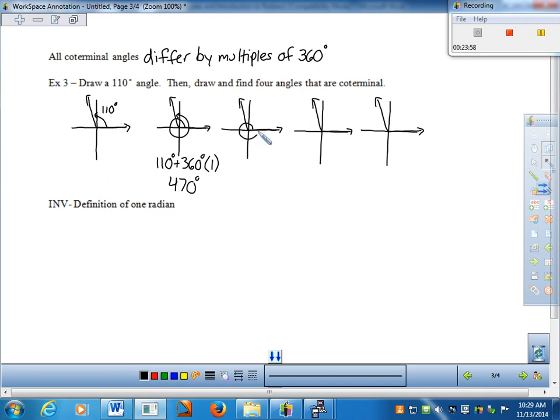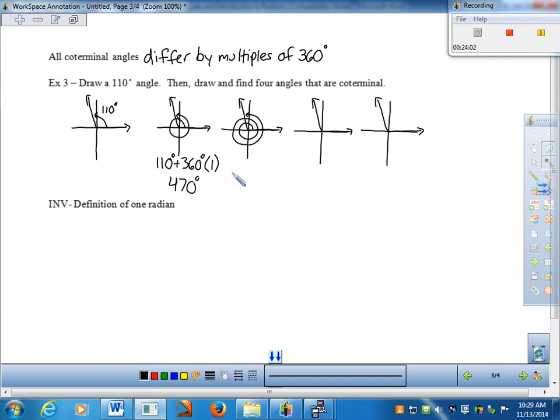So there's 1, here's 2. Let's see if I have it complete. Yeah, it looks pretty good to me. So let's break it down, if that's all right. Check it out. I've got 110 from here to here. There's 110. Then I went around 1 more full rotation, so there's 1 360. Then I went around another 360, so I went around 2 more 360s after the initial 110.